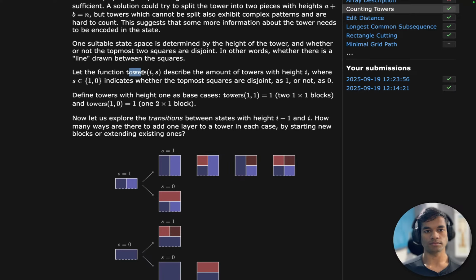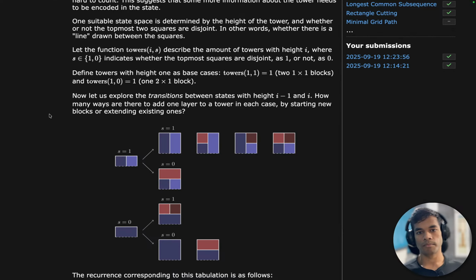Let the function towers(s, i) describe the number of towers with height i, where s as 0 or 1 indicates the topmost squares are not disjoint as 0 and disjoint as 1. Define towers with height 1: two 1 by 1 block towers, and for two towers, it would be one.